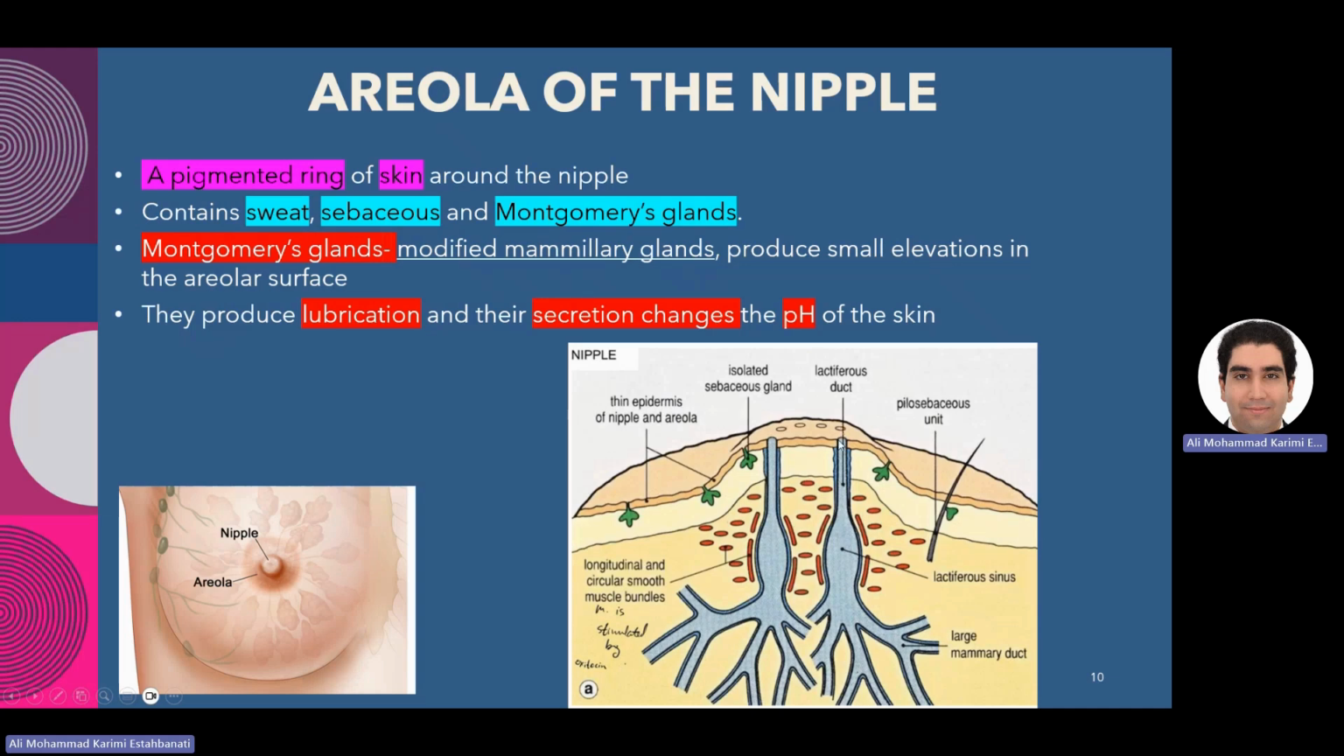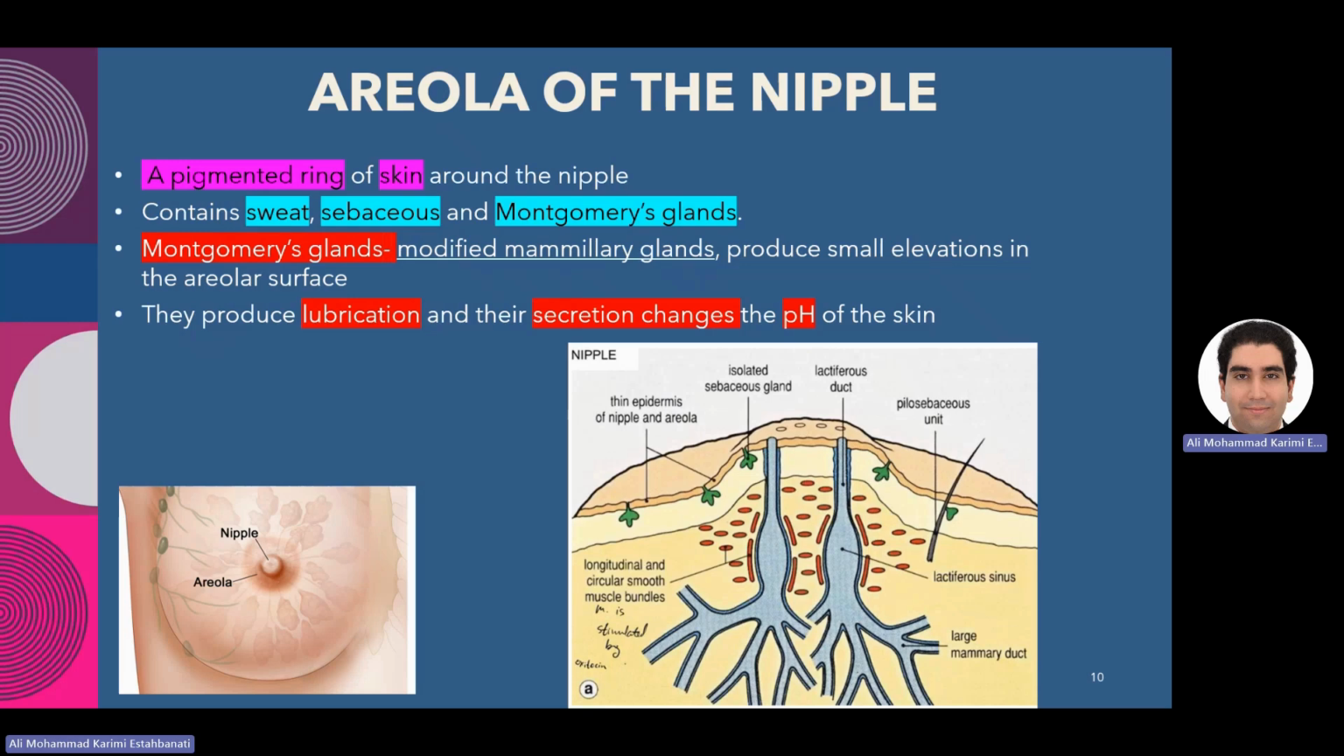Now, what is areola? Areola is basically the darkly stained circle which is pigmented, and it's around the nipple. And you guys need to remember the type of gland that it has. It has sweat glands, sebaceous glands, and also very important for you guys to remember, Montgomery glands, which basically is a modified mammary gland, and its main function is lubrication, and also their secretion causes the change of pH on the skin of that area.